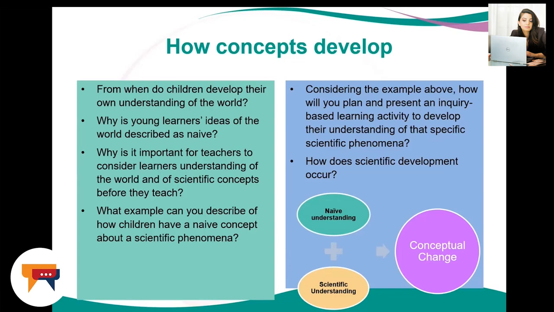So why are young learners' ideas of the world described as naive? Remember, young learners have ideas about how the world works from seeing what happens when they interact with the world and from people in terms of cultural knowledge. Remember, all of that plays a big part before they come to school. So young learners have ideas and their understanding is called naive because it is not always scientific. It's not always true, it's what they observe and what they understand. And they're quite young, so we need to improve on that.